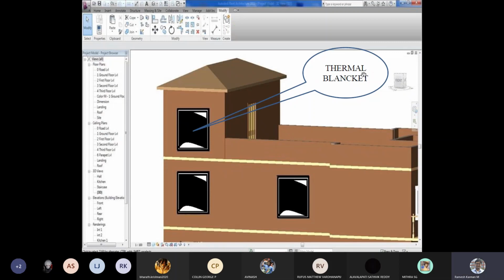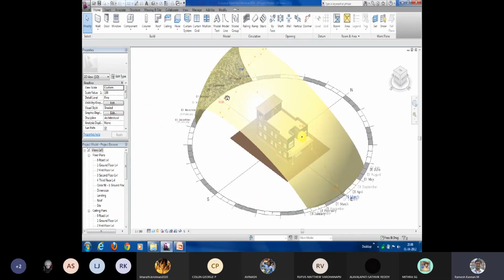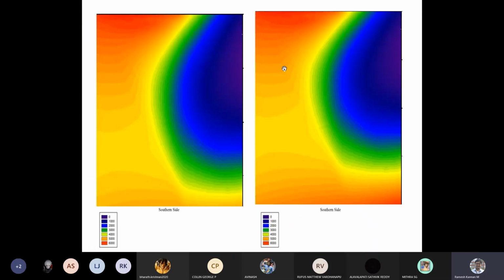And the proposal or the recommendation is that I can provide thermal blankets. In order to take up much of the heating during the day, thermal blankets are used. So that will be a good remedial measure. And hot and dry is like the regions in Rajasthan, right? So they experience hot and dry, and the temperature is even more extreme. So it's only hot. Even though it is called cool, it's not cool. It is just warm air, not as compared to the surface.